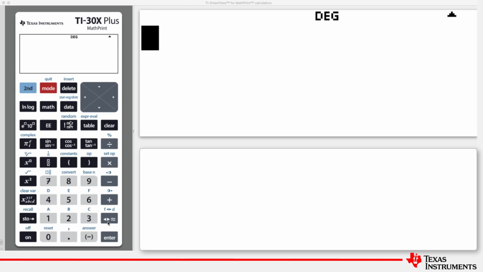The answer toggle button allows you to display results when possible between fraction and decimal answers, surd and decimal answers, and multiples of pi and decimal answers.